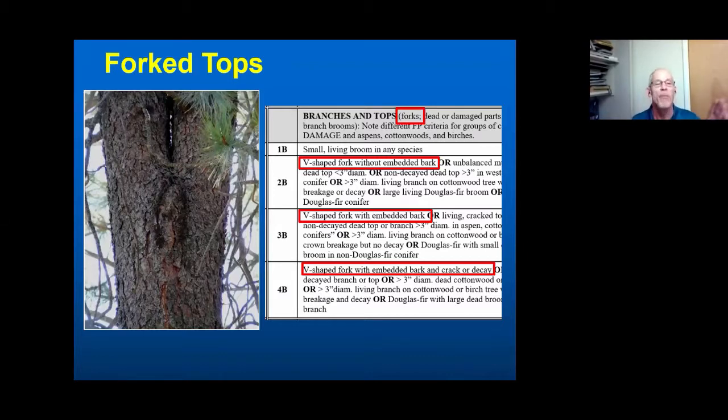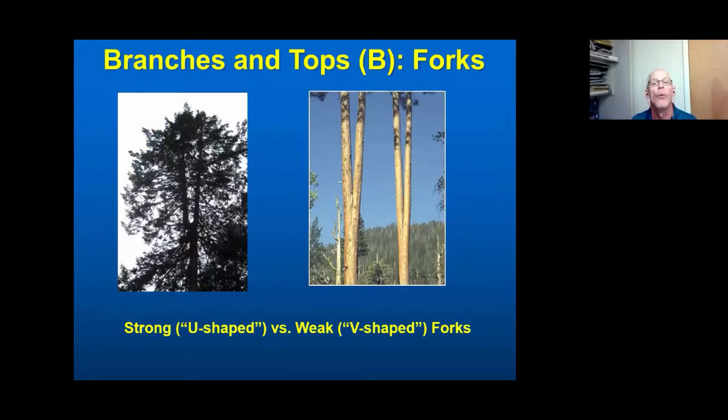When you have that embedded bark, bark tissue never fuses to other bark tissue. So you have two stems with only bark tissue touching. You never get the functional structural strength that you have when wood is present. And wood can fuse to wood, but bark cannot fuse to bark. Okay, so this is what that looks like. One picture on the left is a relatively strong U-shaped fork, and the picture on the right are some weak V-shaped forks.